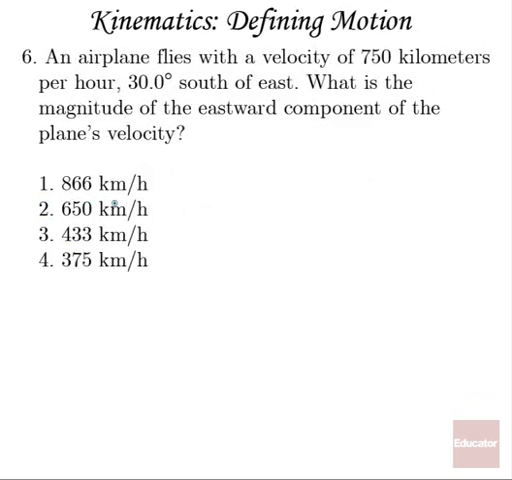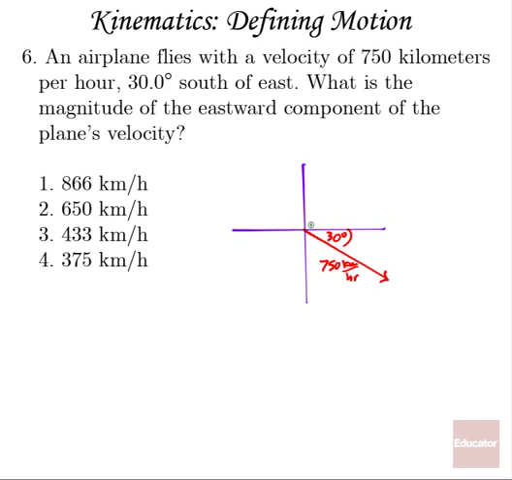Number 6, an airplane flies with the velocity of 750 kilometers per hour 30 degrees south of east. What's the magnitude of the eastward component of the plane's velocity? Well, let's draw ourselves a little axis here, Y and X. And it's going to fly 750 kilometers per hour at an angle 30 degrees south of east. So if I go south of east, it's probably going to be something right around that. Its magnitude is 750 kilometers per hour, and our angle here is 30 degrees.